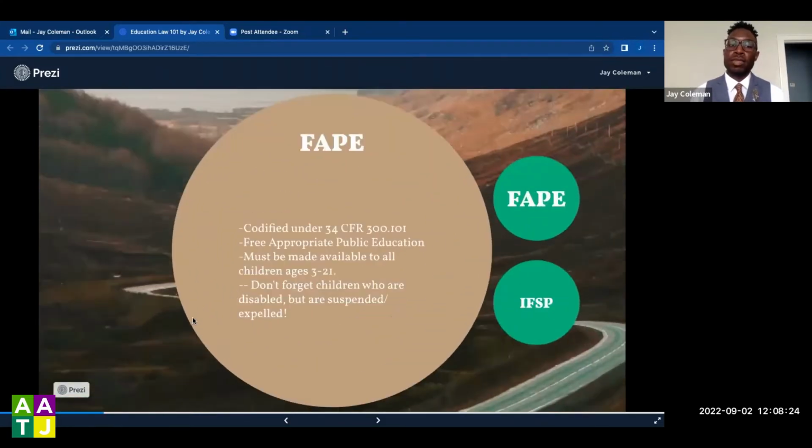Okay. So FAPE. FAPE can be found at Title 34, CFR 300. What it stands for is a free, appropriate public education. Like I told you guys before, children with disabilities are entitled to an education just like everyone else from ages 3 to 21 years old. And so FAPE ensures that they get that free and appropriate public education.